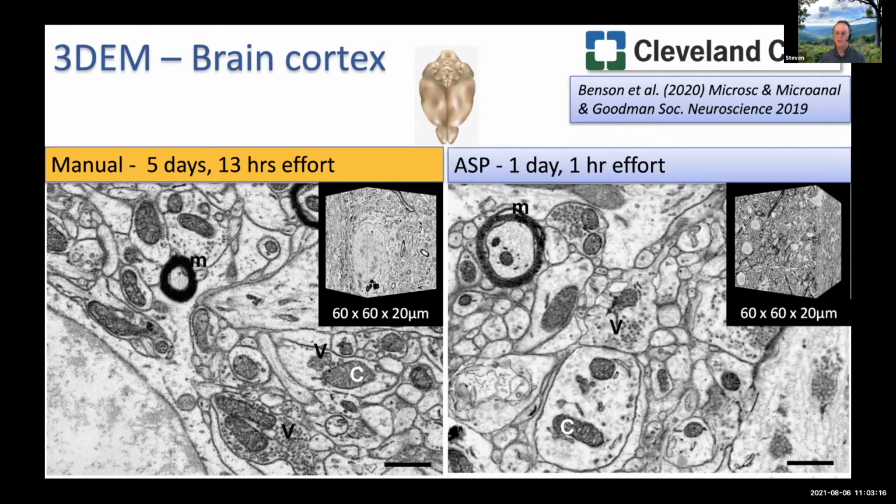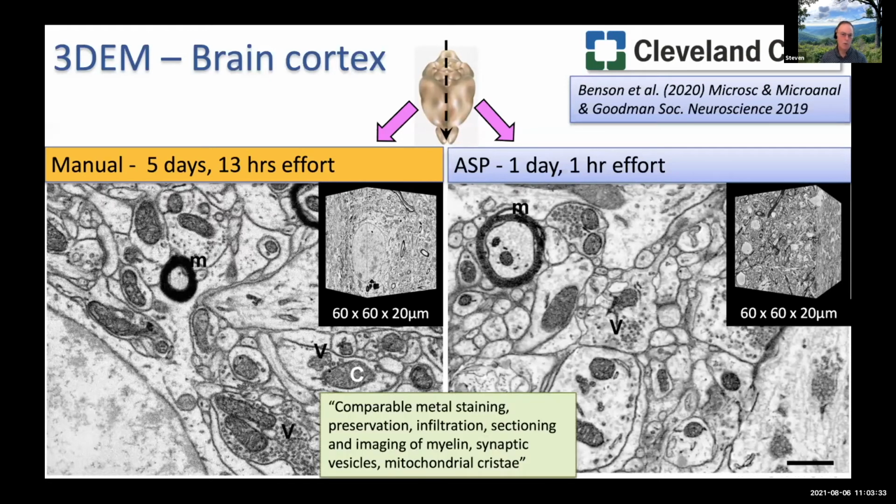Here they compared their 5-day manual protocol to a rapid 1-day protocol using samples from the same brain, the same Karnovsky's fixed brain. So we have identical samples where they looked at the cortex and they observed high quality preparation, where they reported comparable metal staining, preservation, infiltration, sectioning, and imaging of myelin, synaptic vesicles, and mitochondrial cristae. For this work, Emily Benson received the first place Diatome Award last year at M&M.